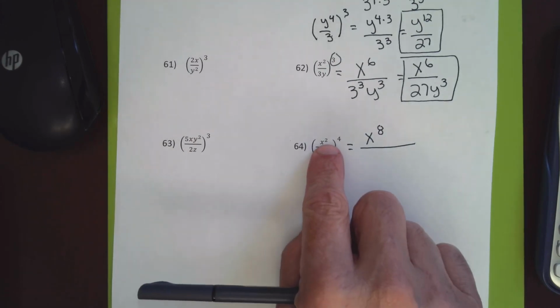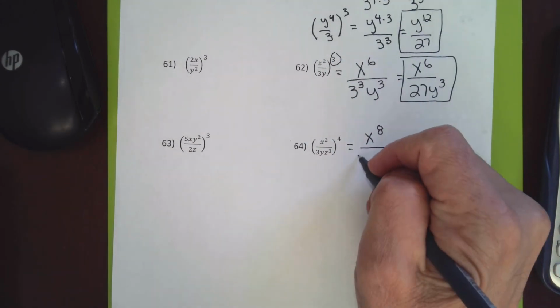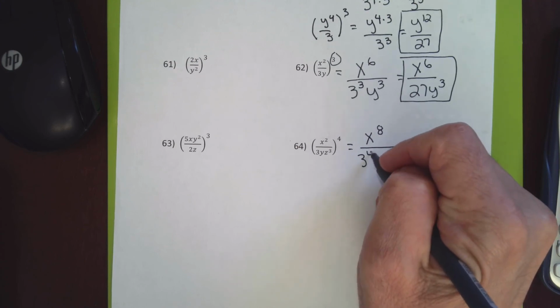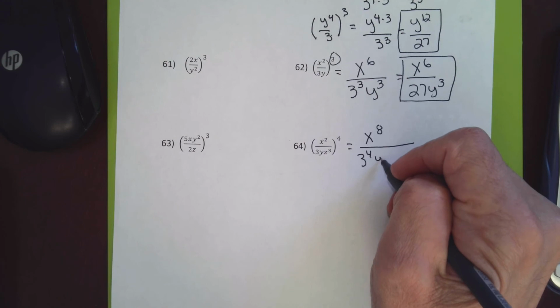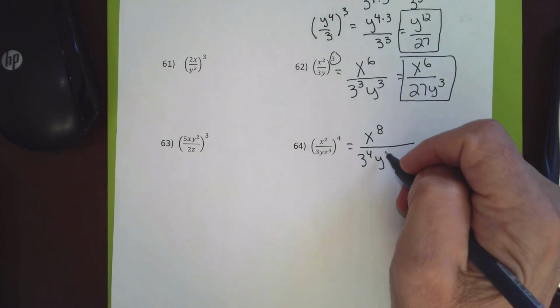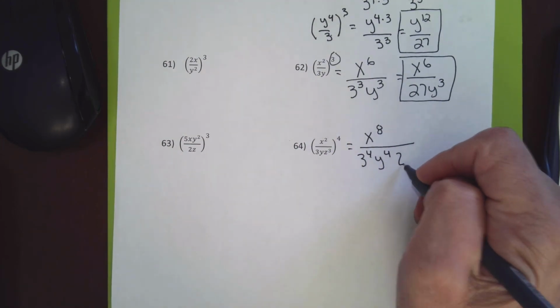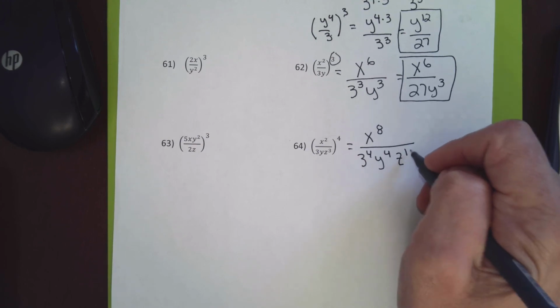So multiply the exponent of 2 and 4. For the 3, instead of multiplying 1 times 4, I'm just going to attach the 4. For the y in the denominator, instead of multiplying 1 times 4, I'm just going to attach the 4. And for the z, I'll multiply.